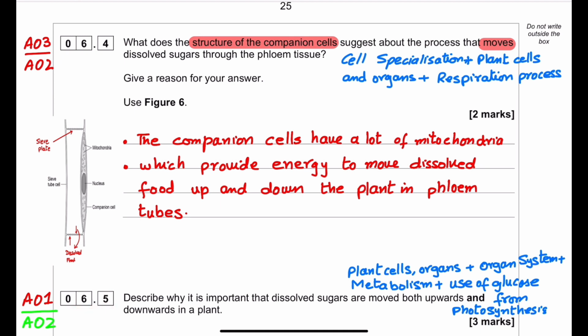6.5 is a combination of AO1 and AO2 question. Describe why it is important that dissolved sugars are moved both upwards and downwards in a plant. This question is from the plant cells and organs, organ systems, metabolism, use of glucose from photosynthesis.